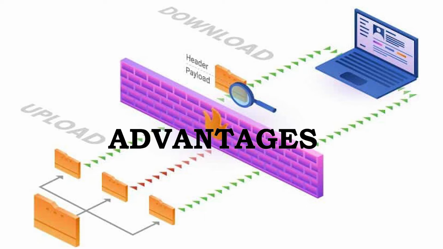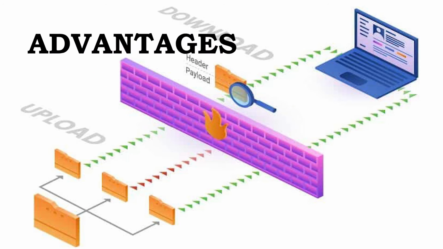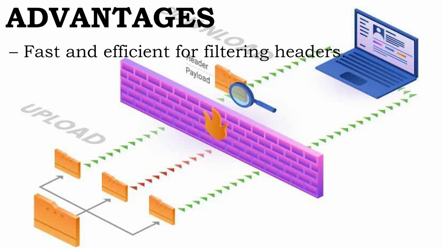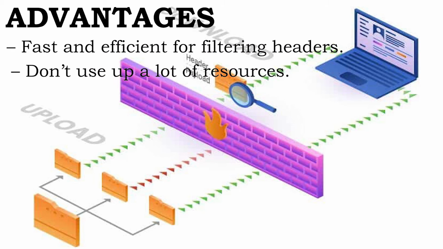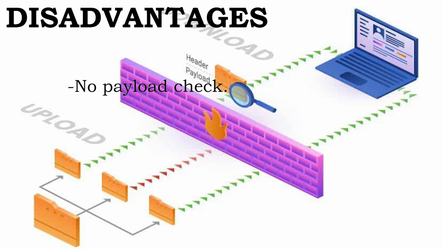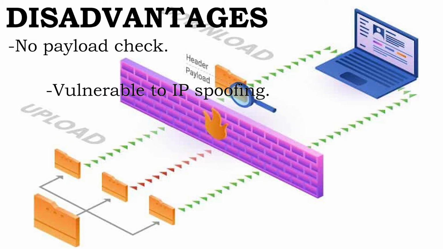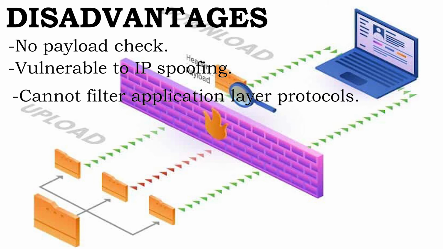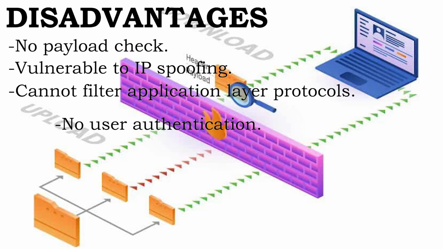The advantages of packet filtering firewalls are: fast and efficient for filtering headers, don't use up a lot of resources, and low cost. And the disadvantages are: no payload check, vulnerable to IP spoofing, cannot filter application layer protocols, no user authentication.